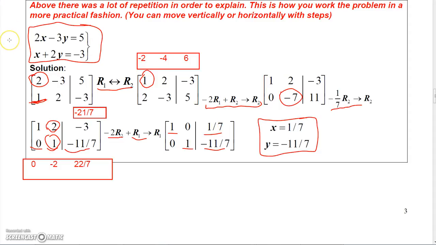Now I realize that when you solve these smaller systems like this, it may seem like a lot of work to use matrices. But remember, the matrix method is for larger systems, but we have to start with smaller systems so that we don't overwhelm you.